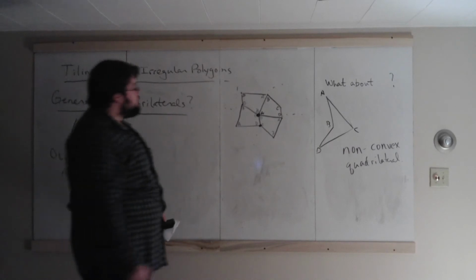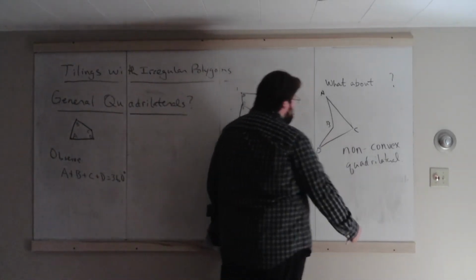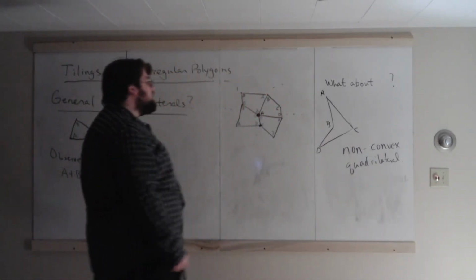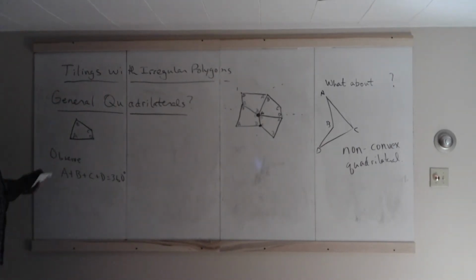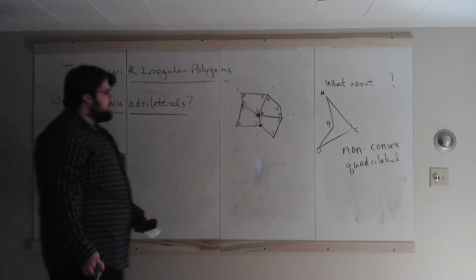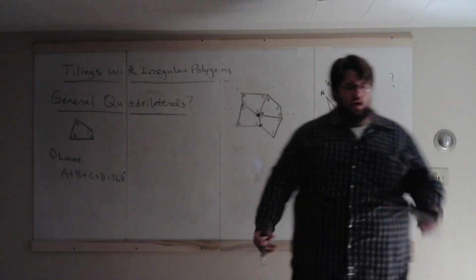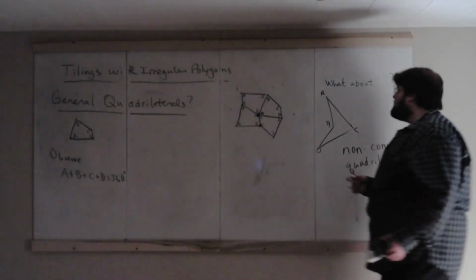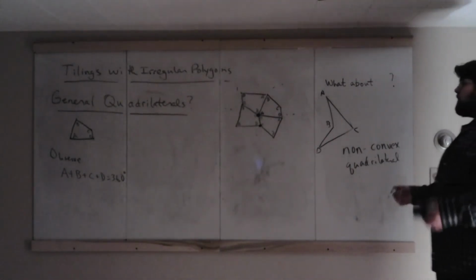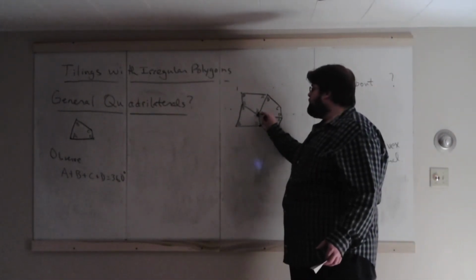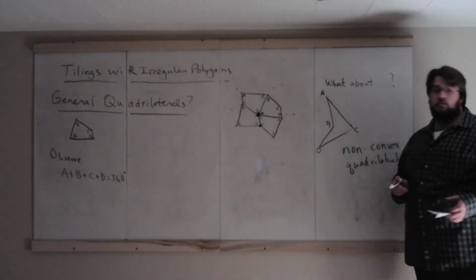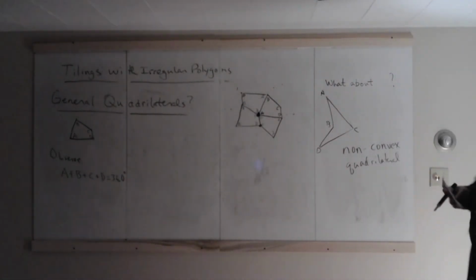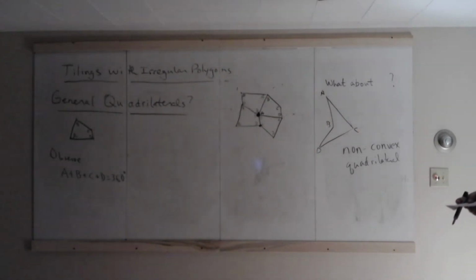I think it's easier to see with a non-convex quadrilateral that has an angle above 180. But can we use those to tile the plane? I'm not going to show you how, but I will say the answer is yes by this same process, setting up the angles and the edges so that at each vertex you get 360 degrees. So we just showed that for any quadrilateral we can create a tiling.